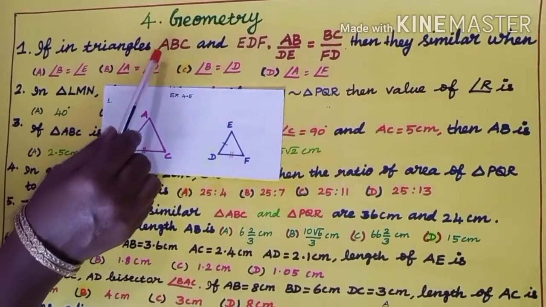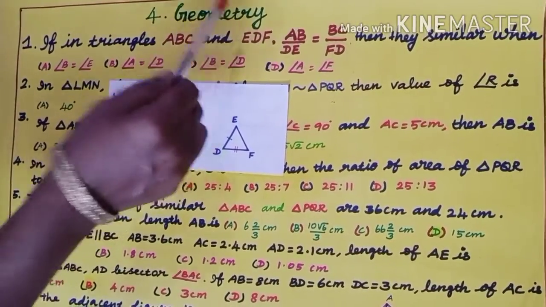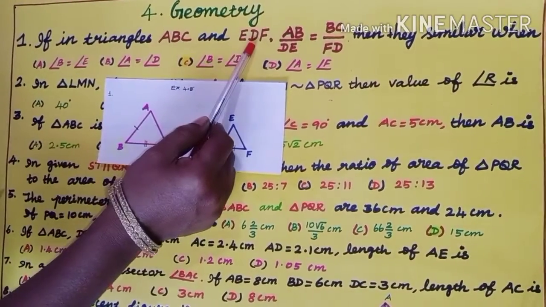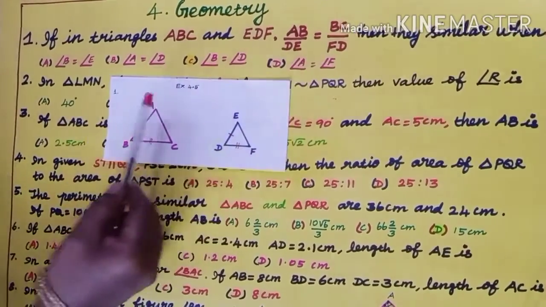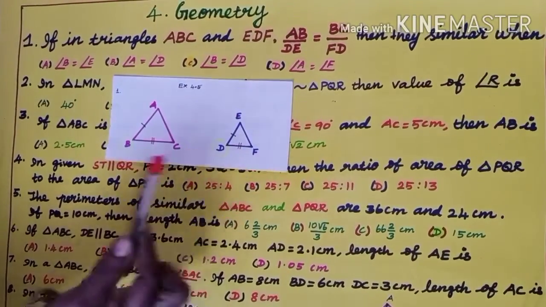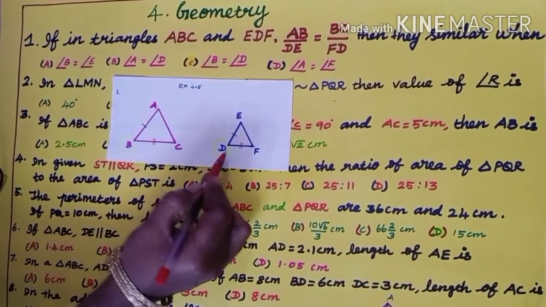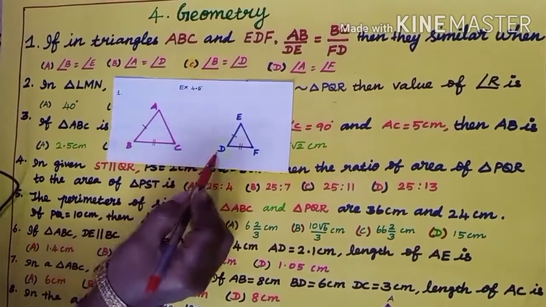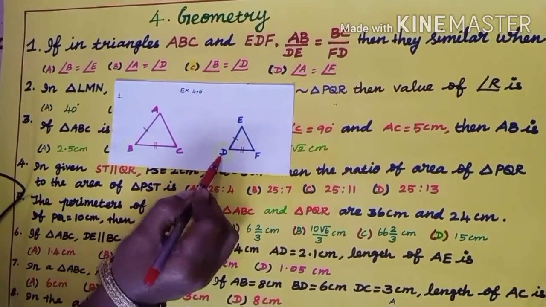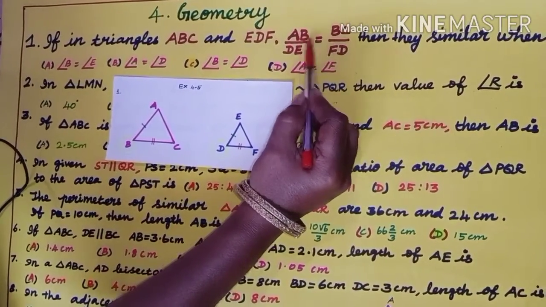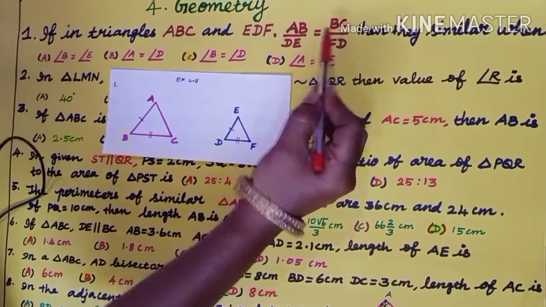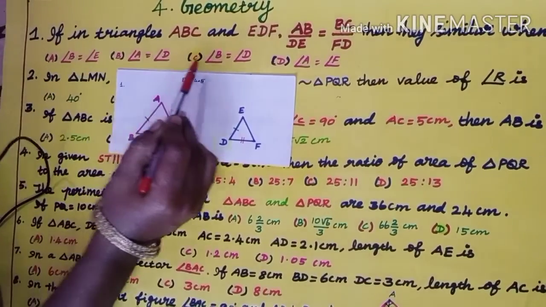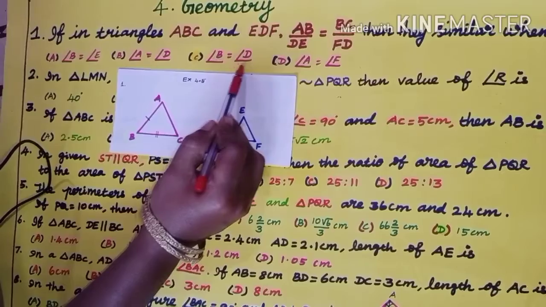Friends, today we discuss the fourth lesson, geometry one-mark questions. First question: in triangles ABC and EDF, if the sides AB by DE equal BC by FD, then the triangles are similar when what is the common angle? B and D. Here B is common and here D is common, so angle B equals angle D. So C is the correct option.